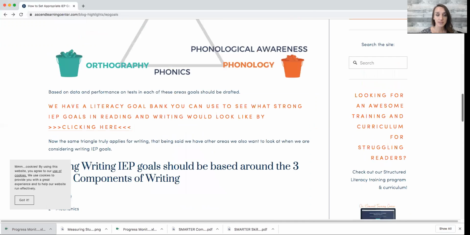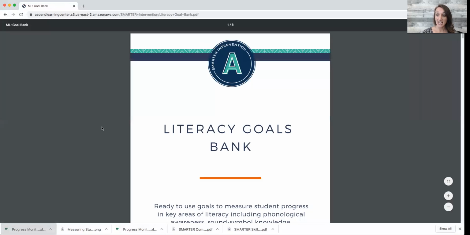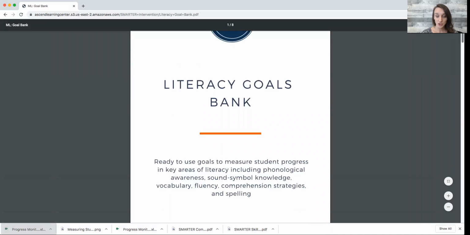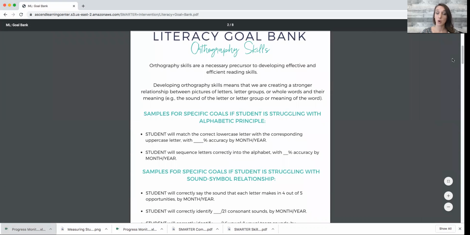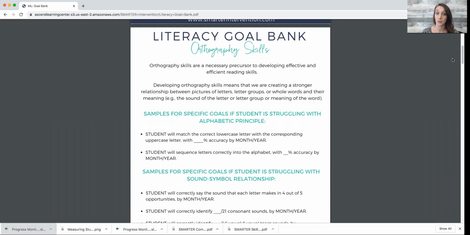So in terms of how we put our goals together, we have a literacy goal bank that we have designed that we use in order to start to create goals for students. And so once we've assessed, we always have to make sure that we've assessed students so that we know where they're breaking down. If we don't know where they're breaking down, we cannot put effective goals in place. So this is why, as part of the IEP process, we always have a student evaluation as part of it so that we can start to design a really strong plan that's going to specifically target their individual areas of need.